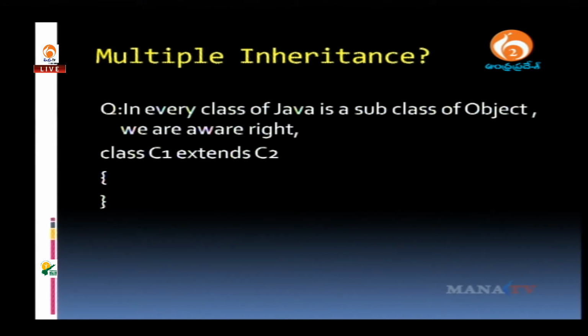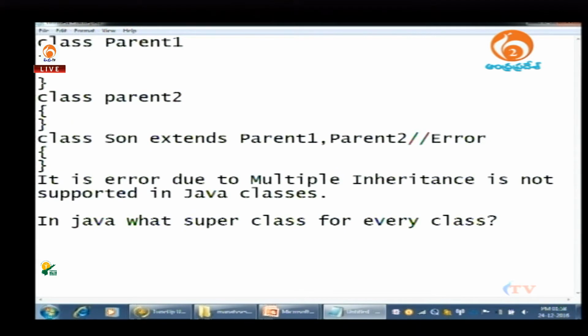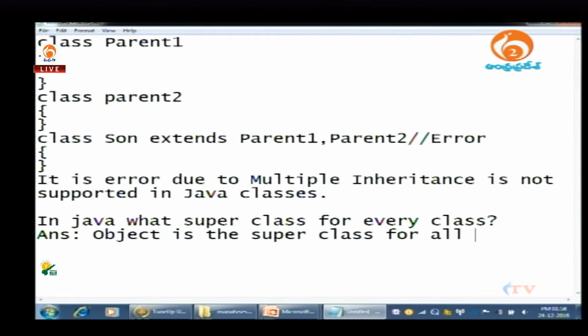But I have one doubt: in Java, Object is a superclass of every class, right? I will write here. In Java, what is the superclass for every class? The answer, as we just discussed, is Object. Object is a superclass for all the Java classes.